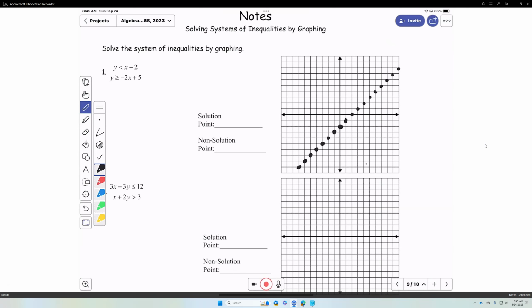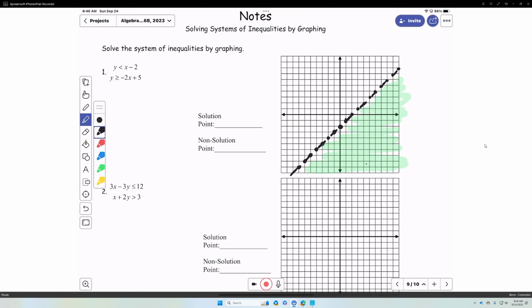Now, you got to worry about your boundary. In this case, the boundary is broken, which means that you can't have any answers on that boundary. And since if we read the inequality, y is less than, I'm going to have to shade below. So that satisfies the first inequality. Now we have to do the second inequality.